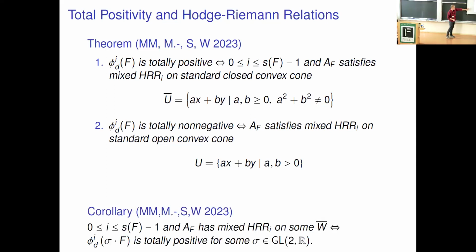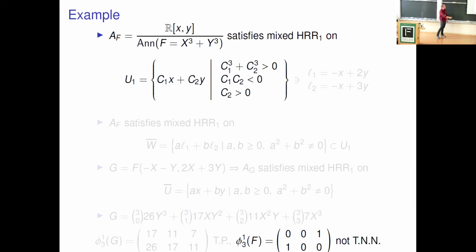So let me show you a quick corollary that follows. What I want to say is if I is less than the Sperner number minus 1, and AF satisfies mixed Hodge-Riemann on some closed cone, then maybe F doesn't have a totally positive phi ID matrix, but I claim that there's some change of coordinates that does have a totally positive phi ID matrix. Here's an example. Here's AF that satisfies mixed Hodge-Riemann in this open cone. It's open, it's not closed. The phi I3 matrix here is this, and it's not totally non-negative.